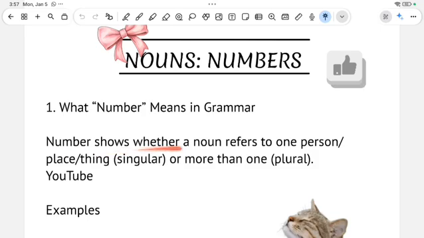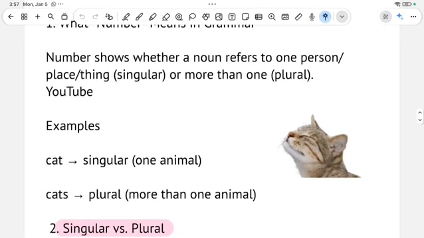Number shows whether a noun refers to one person, that means singular, or more than one person, that is plural. So that's what the number of nouns tells us. Let's understand with an example. Here you can see a cutest cat. Cat here is showing singular, one animal, that is, it refers to a singular noun. Whereas if we add s or es, it will become plural. So it will become cats, which is more than one, so it is a plural noun.